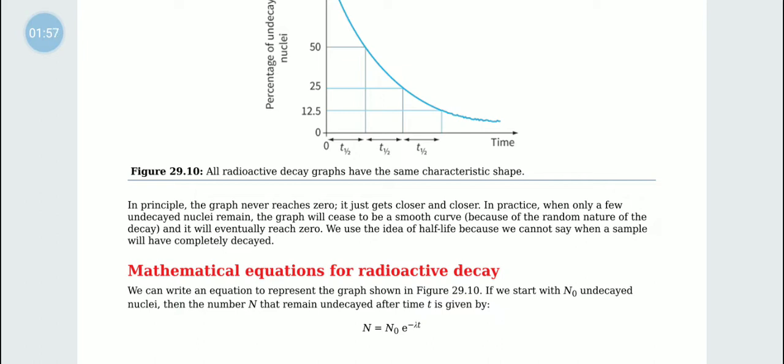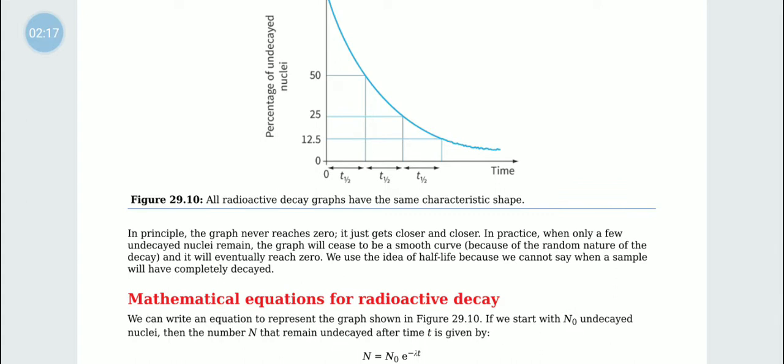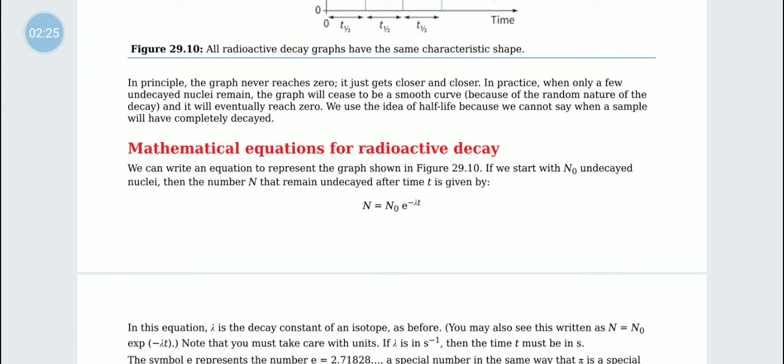This will continue, but it is not going to be a smooth curve. As you can see at the end of this graph, it becomes a little bit unsmooth. That is because when slowly this reaches the end, when there are only a few undecayed nuclei left, because of the spontaneity and randomness, it might not become clearly smooth.